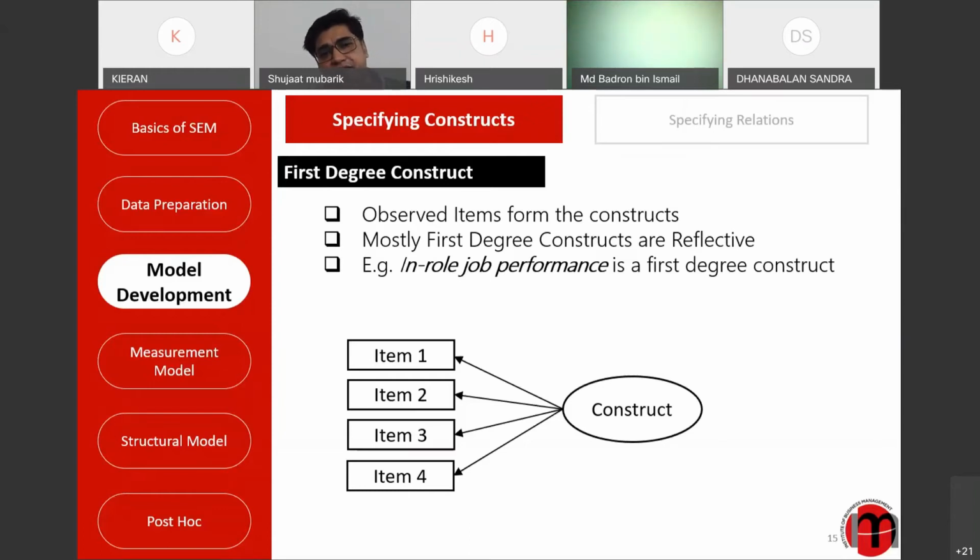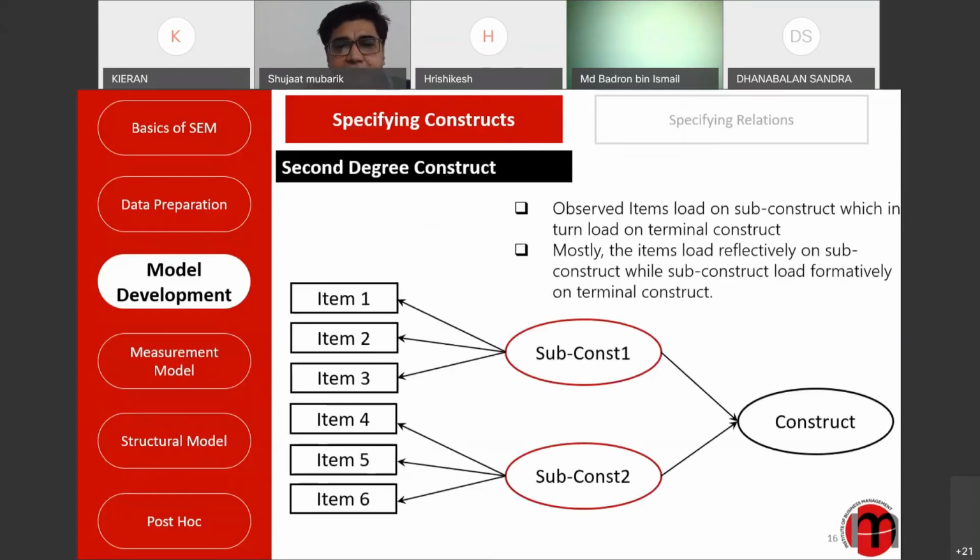There is another construct which is called the second order construct. Second order construct means that there's a main construct, the construct has subconstructs, and then the subconstruct has the items. For example, we are recently working on intellectual capital, so that's why the example comes easily to my mind. The intellectual capital of a firm is a concept which talks about human capital, relational capital, and the process capital of a firm.